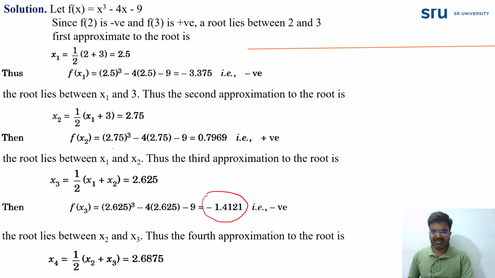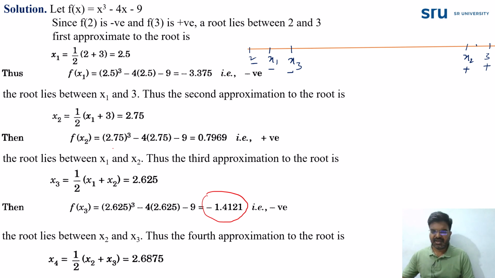Now I will mark this one on number line. At x3 the function is negative, so I can mark that x3 here. Actually x3 is the midpoint of x1 and x2. Only for my convenience I can mark here x3, and the function is negative at x3. The next root of the function lies in between x3 and x2.